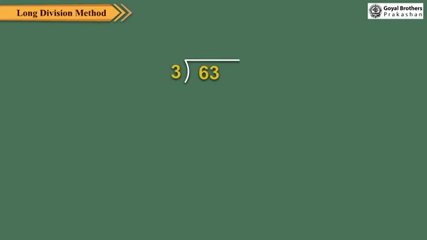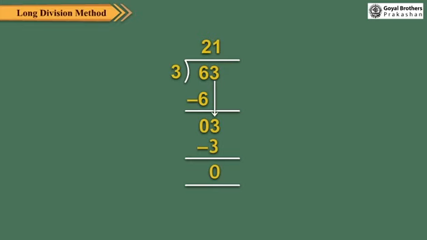Now let us find 63 divided by 3. Arrange the numbers as shown. Divide the tens by 3. We know 3 into 2 is equal to 6. So we write 2 in the tens place of the quotient and 6 below 6. Subtract 6 from 6. Now bring down 3 and divide it by 3.